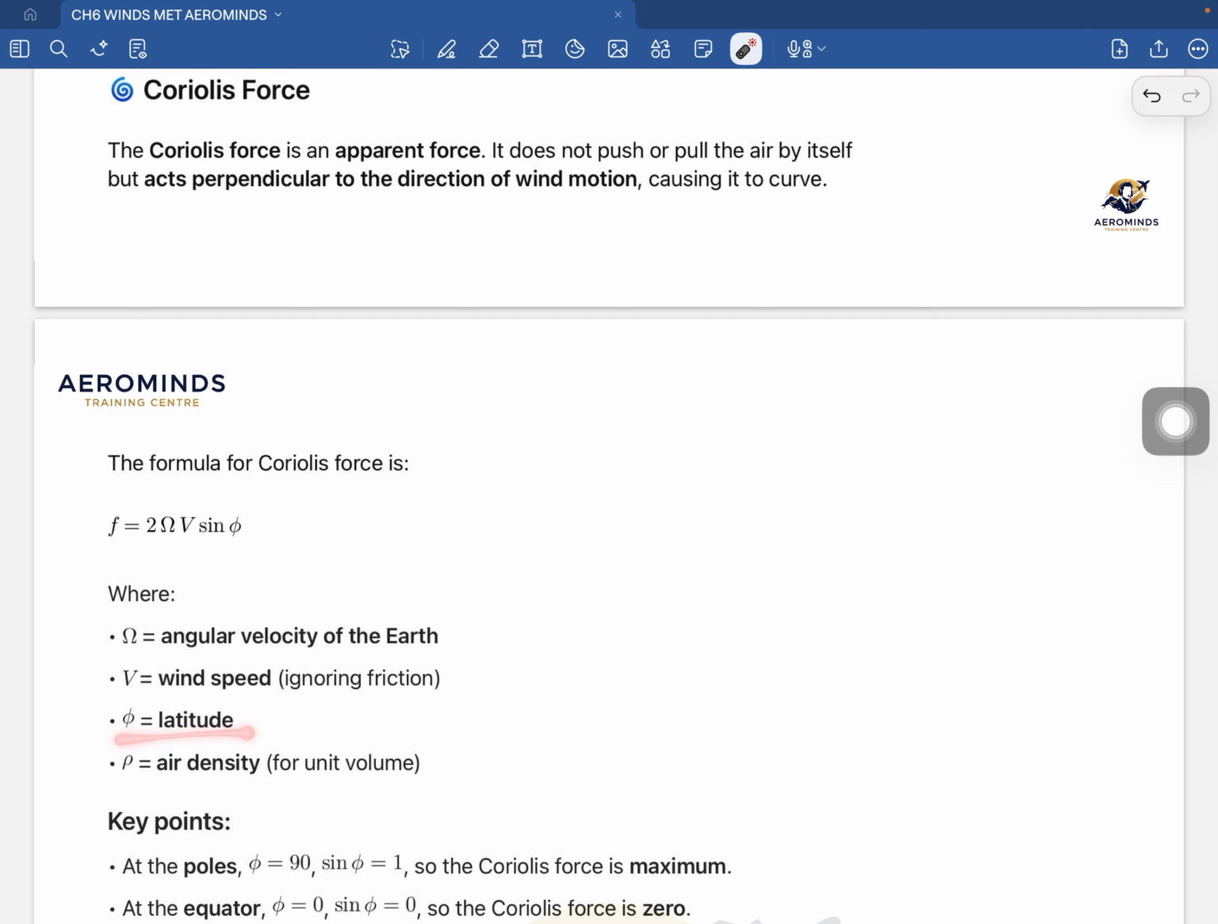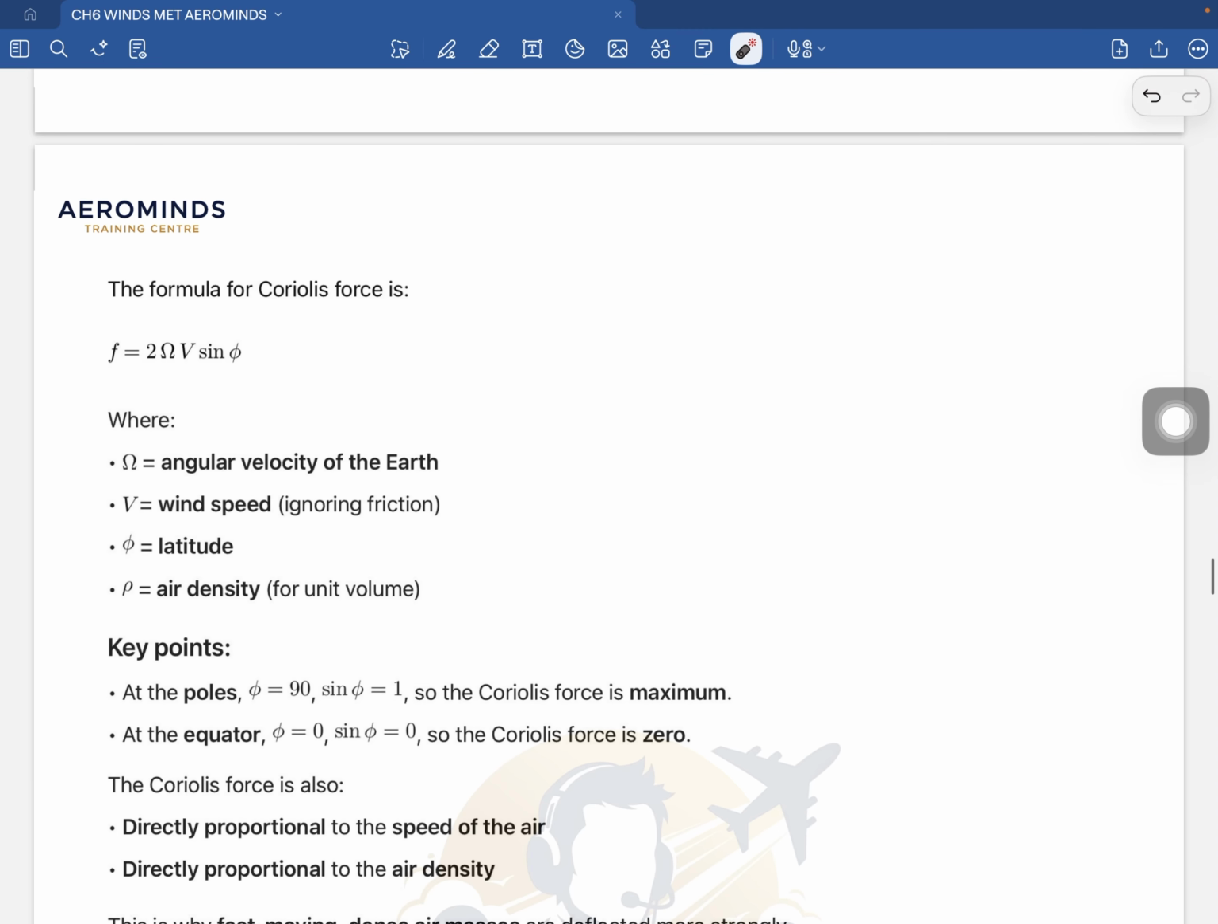Then comes phi, which is the latitude. Okay, now at the equator, the latitude is 0 degrees, and it increases as we go up. Now sine 0 is 0, so at the equator the Coriolis force will be 0. Remember this, at the equator Coriolis force will be 0. Okay, now that means there is no Coriolis deflection at the equator.